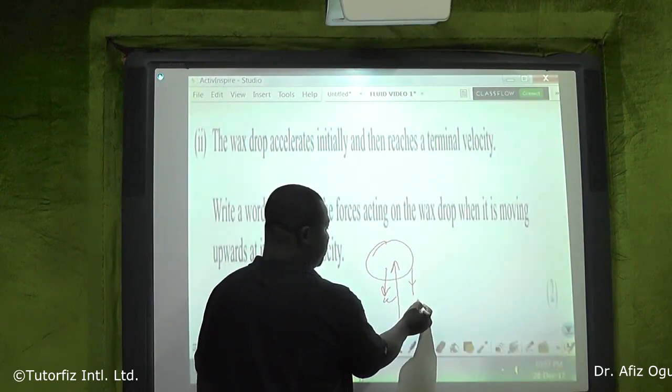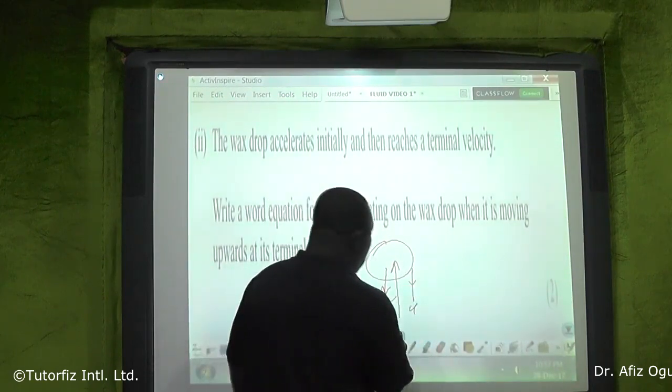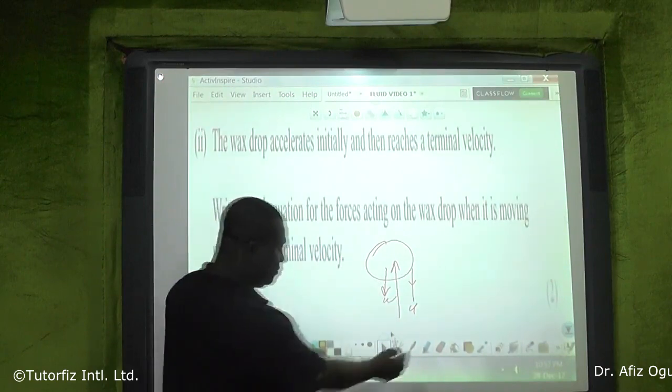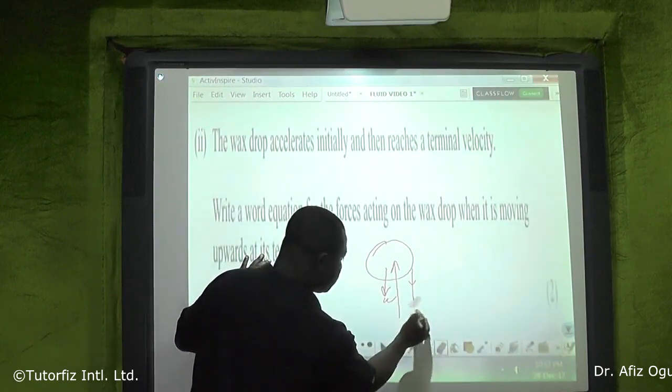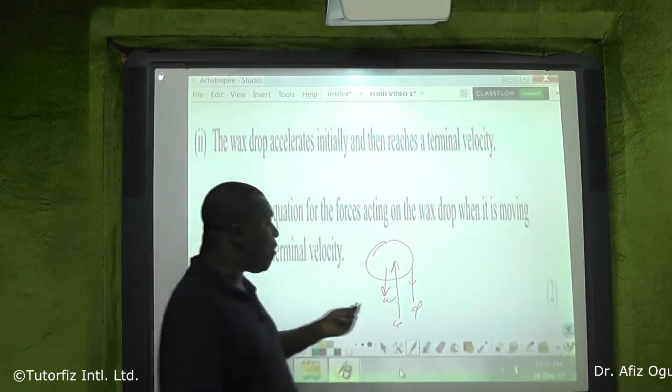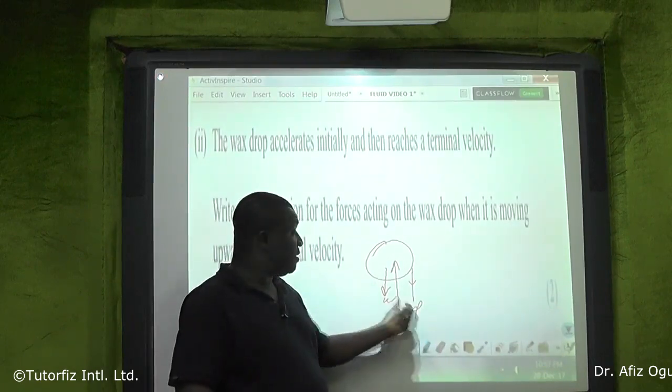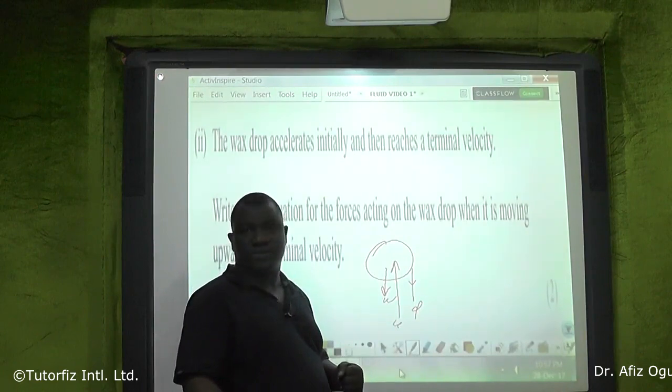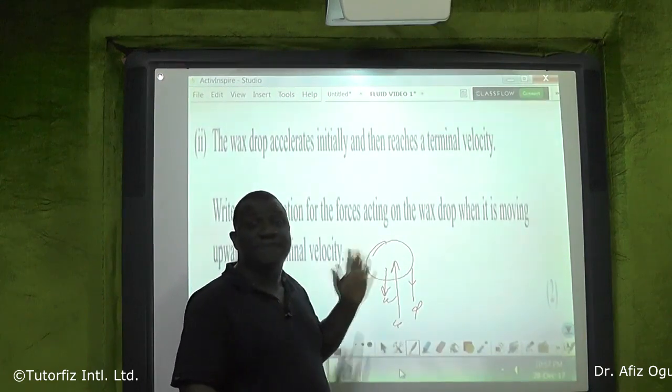Drag force starts increasing until the drag force, and this is not upthrust, this is drag force. This is upthrust, drag. Until the drag force plus the weight equals the upthrust. The drag force was not there before.